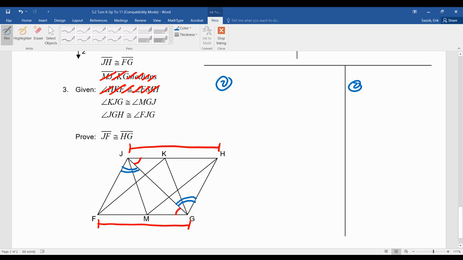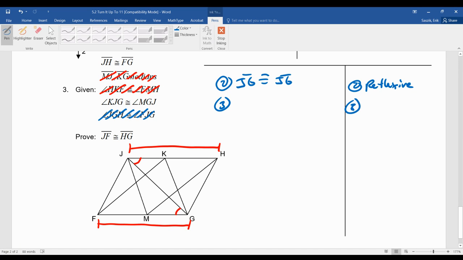I think whoever set this up was probably focused on these outer triangles, JFM and GHK. But with this given information, we can actually get this triangle here, triangle JFG. Actually, you know what? We don't even need these blue angles. This really is amazing. We don't need this either. Watch this. See, we can say that JG is congruent to JG, and that's reflexive.